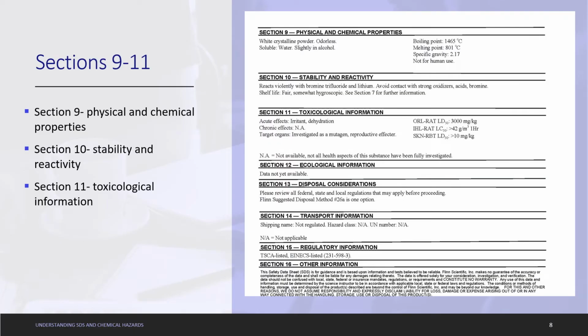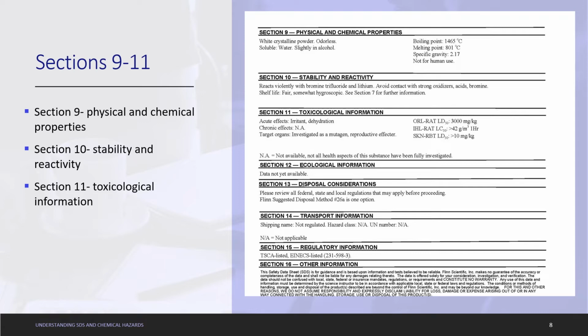Continuing on, we see that Section 9 gives us the physical and chemical properties of the chemical. This may include information such as the molecular weight, flash point, and physical characteristics of the product that can assist us in identification if the substance is unknown.